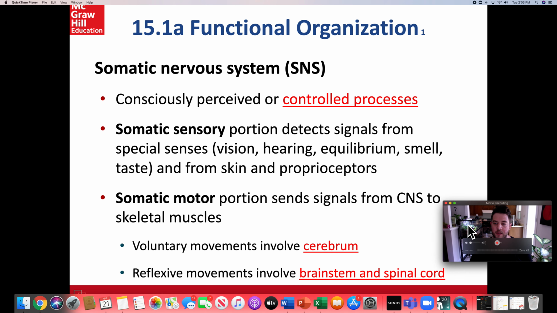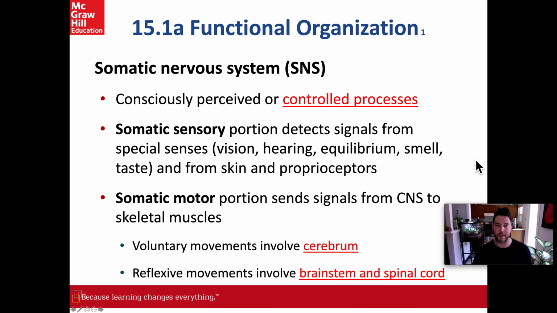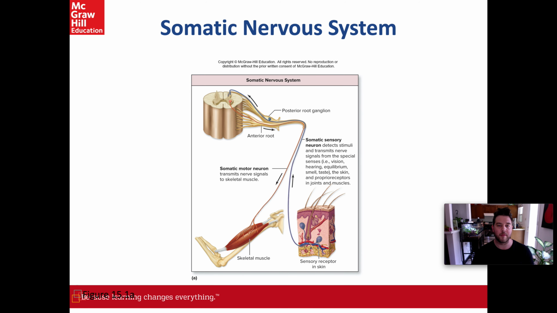Okay, let me mention here, chapter 15 is all about the autonomic nervous system. Just to recap, the somatic nervous system is what's consciously perceived, or the controlled processes of our body. We have the somatic sensory and the somatic motor, all guiding our voluntary activities, our skeletal muscle activities. Voluntary movements involve the cerebrum, reflexive movements involve the brain and spinal cord. There's that basic setup of the somatic nervous system that we've seen.